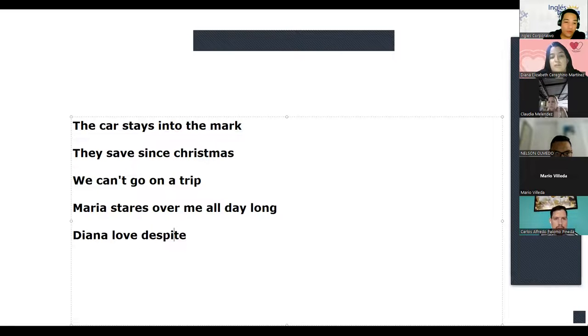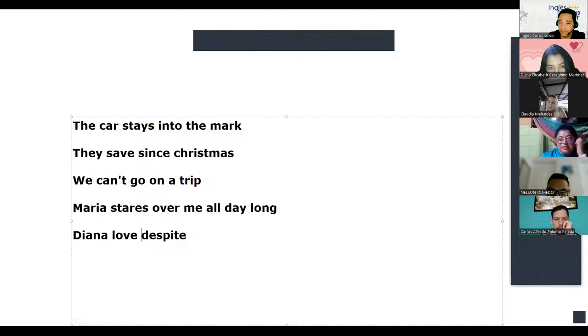Now, this is what I was telling you before. Sometimes you may need something in the middle, right? Or else it may not make sense. Okay, let's ask Diana, what do you love? What thing could you love or who could you love? Maybe the time and distance. Time and distance?